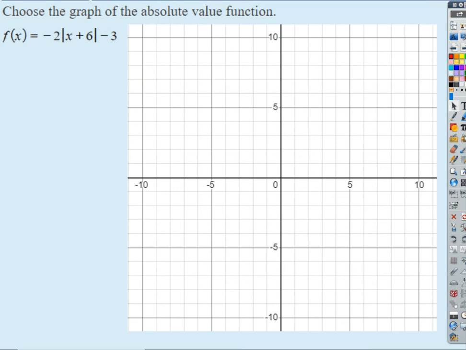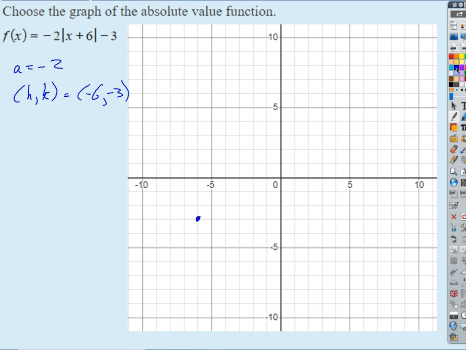Just a couple minutes, take a quick look. So what are the values of A, H, and K here? A is -2, and then let's write H and K as the coordinates of the vertex. What would they be? Okay, so the vertex is going to go back 6 and down 3, right?